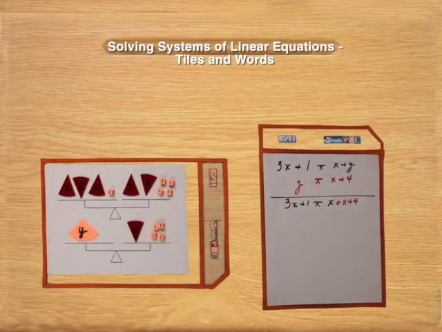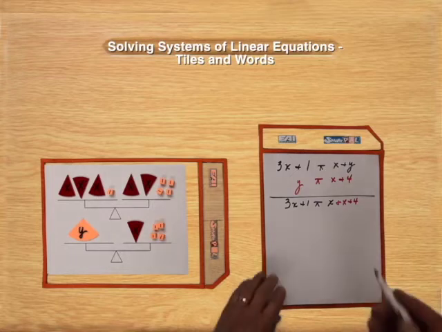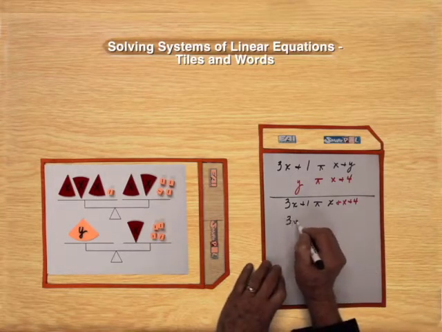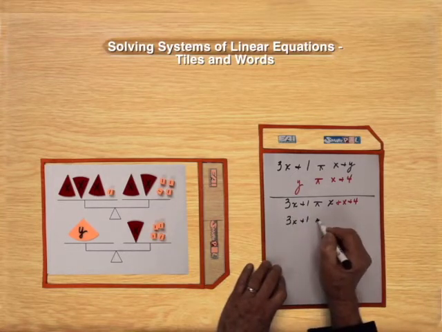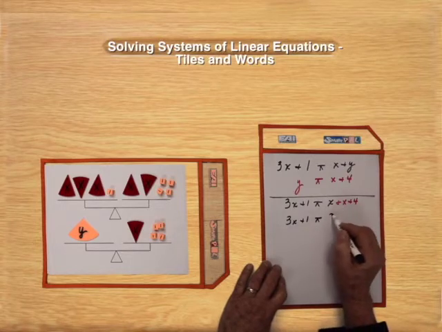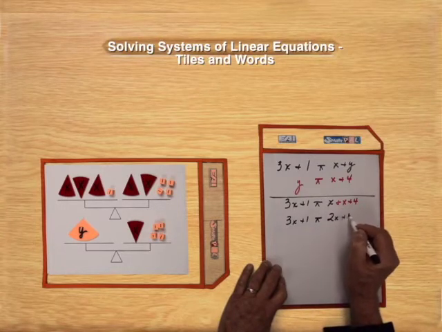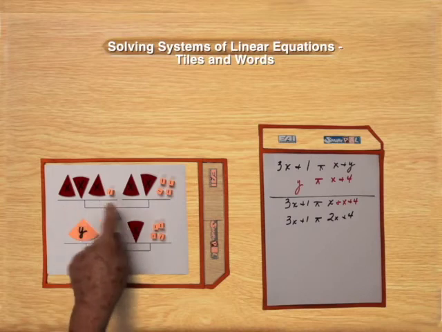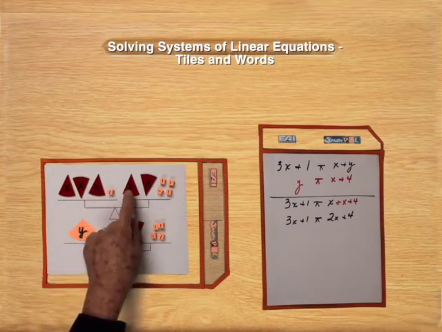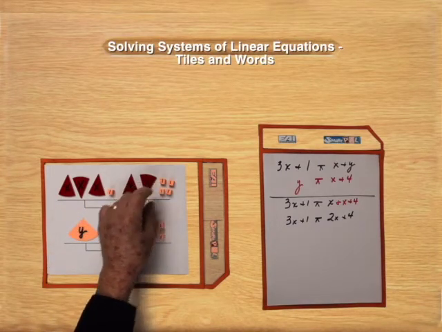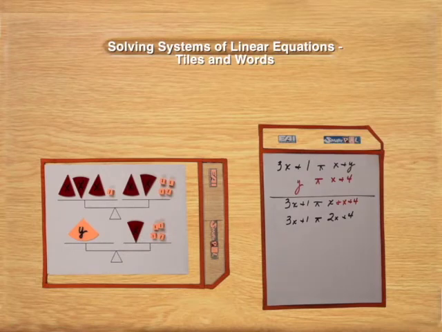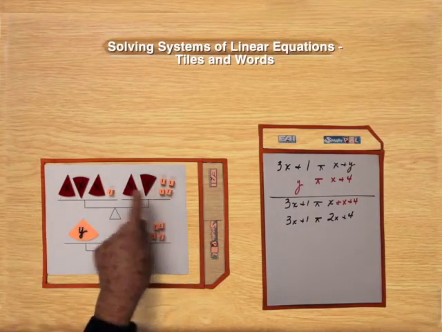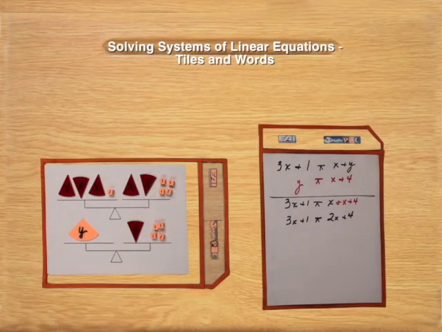Now we can simplify this a little bit in symbols. What we can say is that 3x and 1 balances 2x and 4. And that's really what we have here. We have 3 x's and 1 balancing 2 x's and 4 1's. Now let's solve this equation, which only has one unknown.